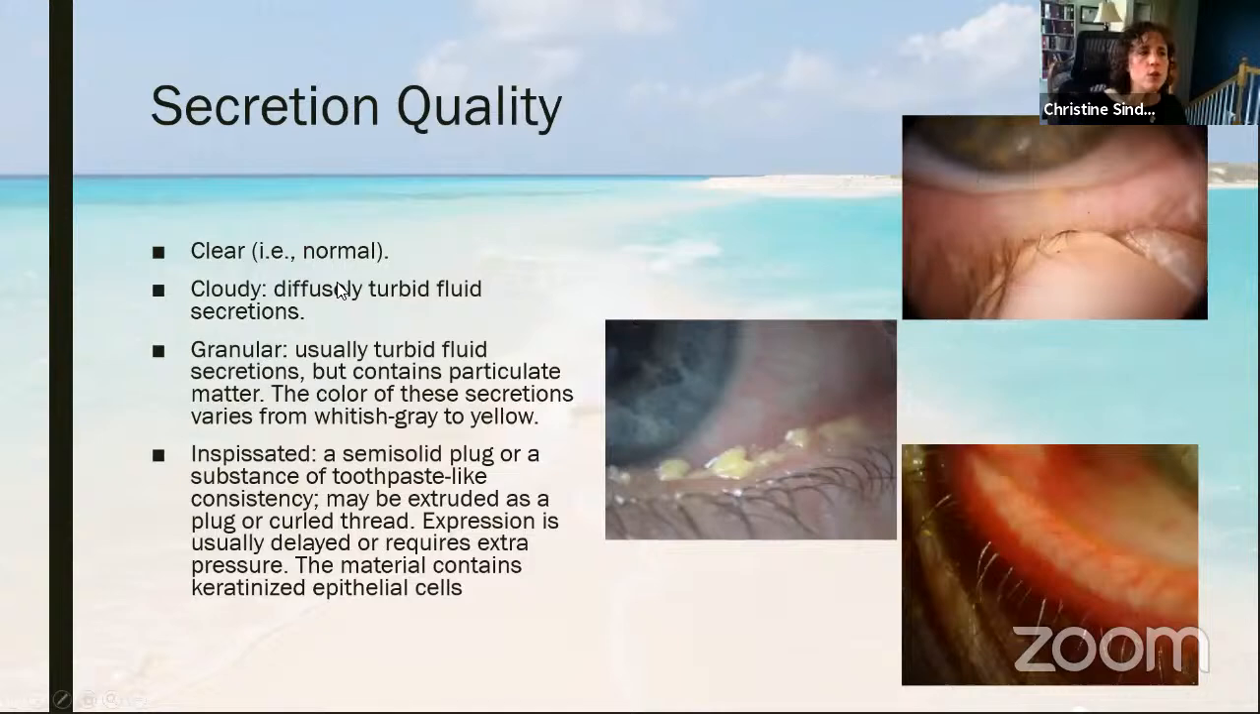You want to note the secretion quality of the gland. So is it clear or does it come out just a little bit cloudy? Or does it come out granular? So does it have particles, can you see little particles in it, but it's still flowing? And of course, the worst is this inspissated gland here, where it actually has that toothpaste-like or pudding-like secretions that come out of the gland.